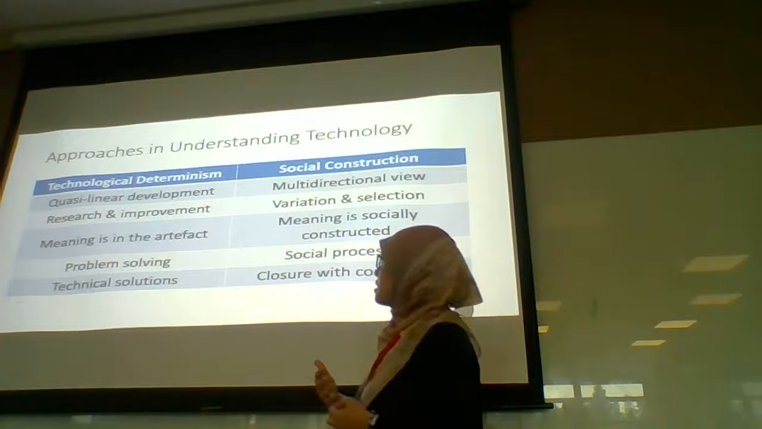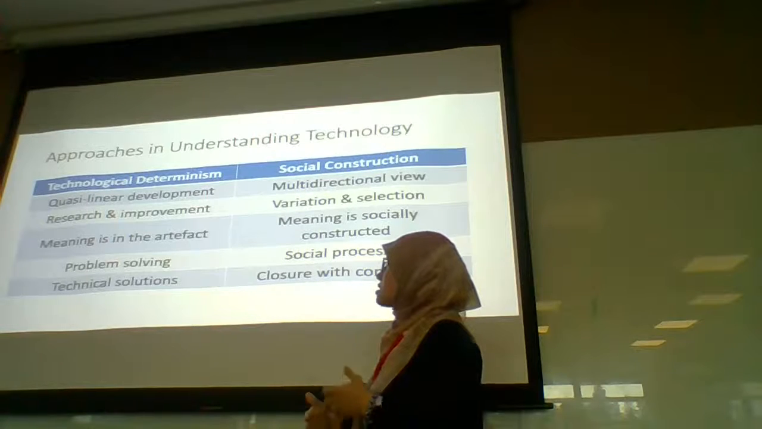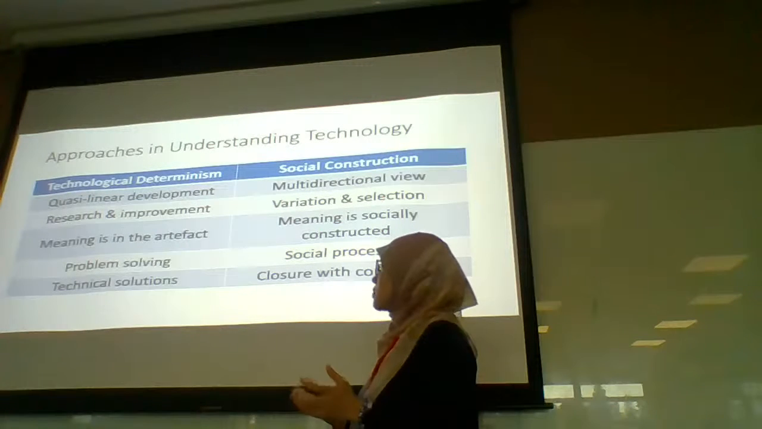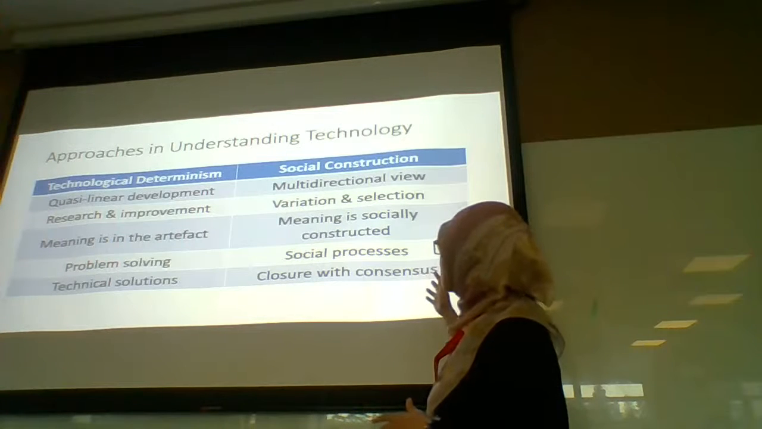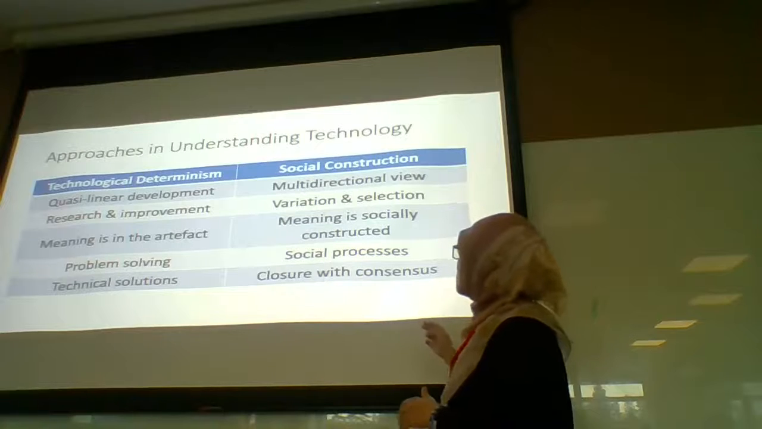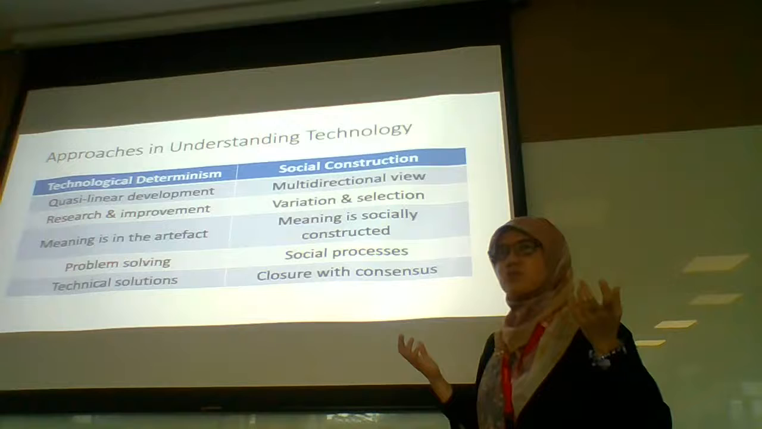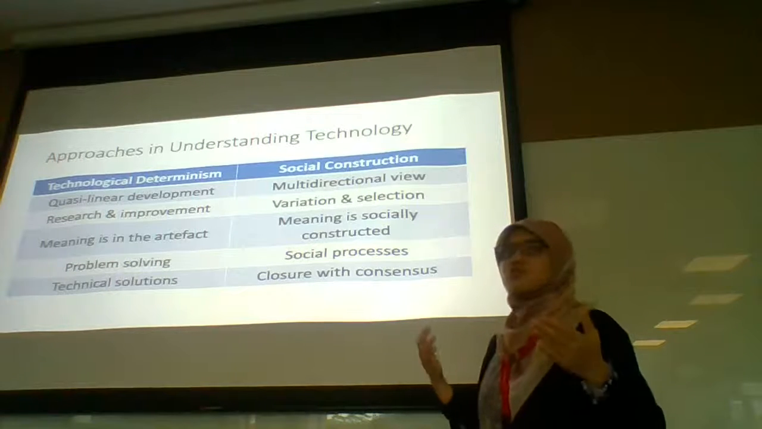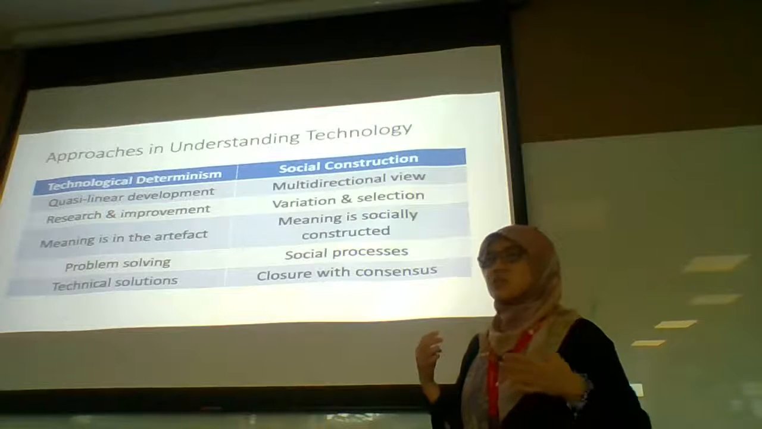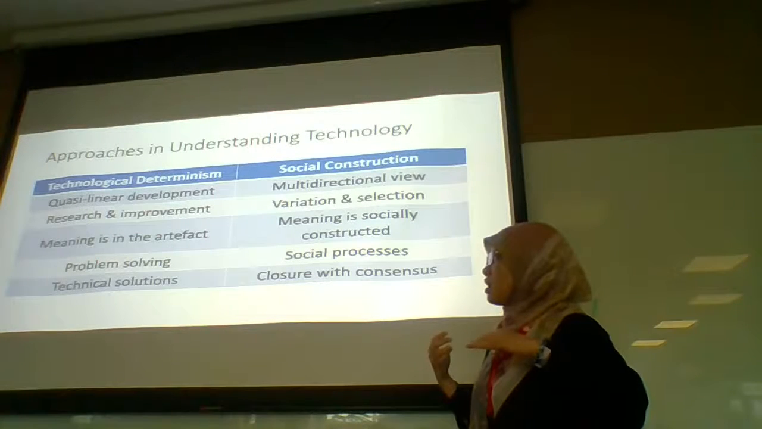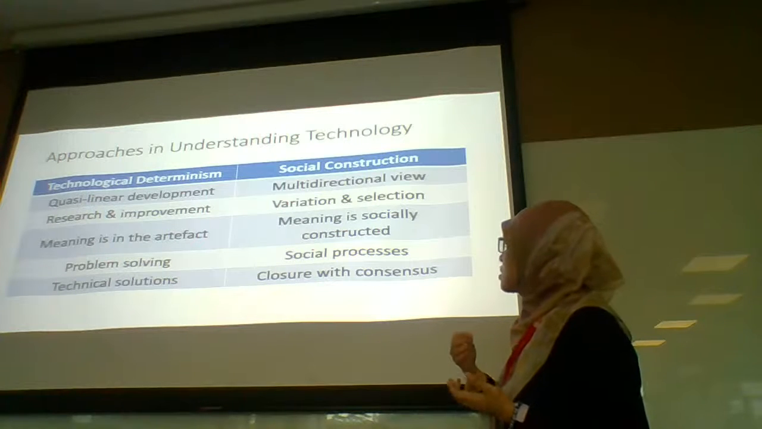And then the meaning is in the artifact. So it's being inscribed in the artifact, and it's created to solve a particular problem, and it's addressed as technical solutions. Whereas in social construction, it's more of a multi-directional view. So it's possible to have a different approach, depending on the social groups that relate to the design. It's also about variation and selection instead of a very linear way of improving particular things. And meaning is socially constructed.